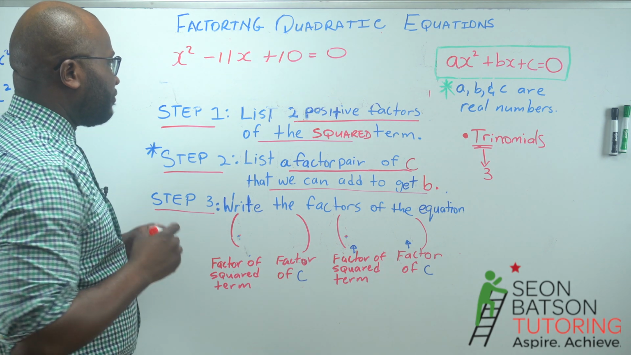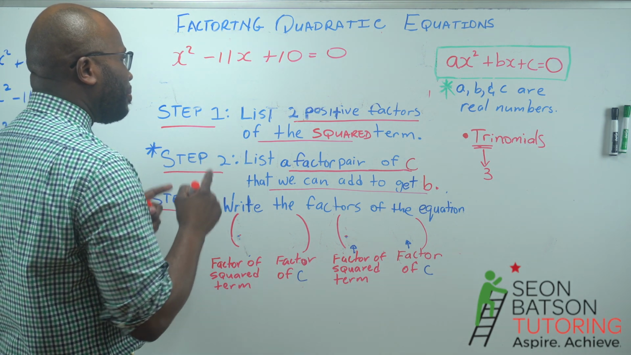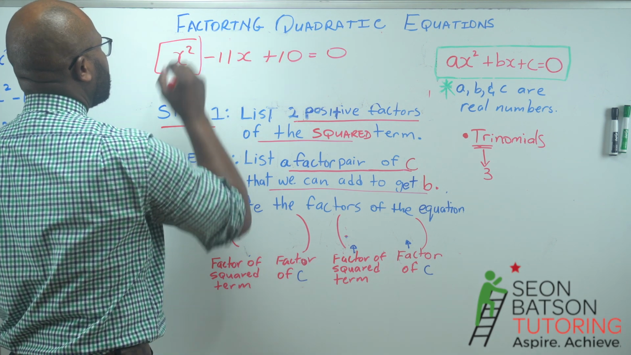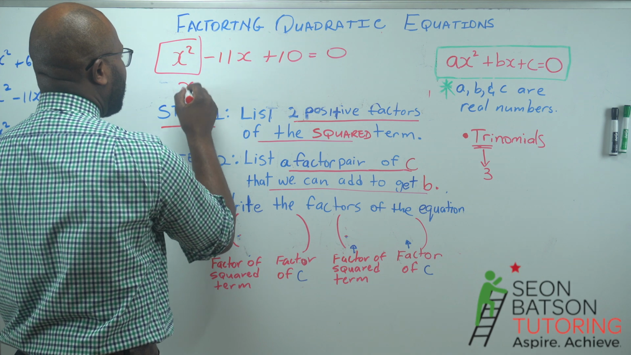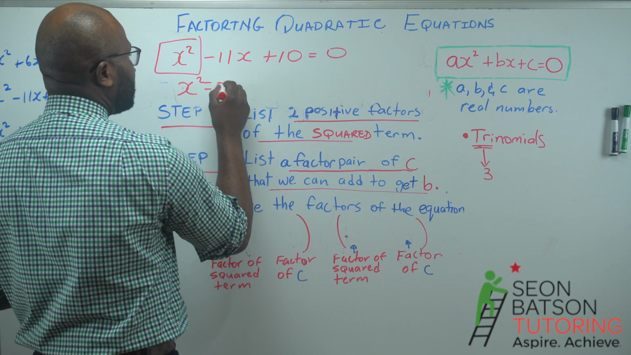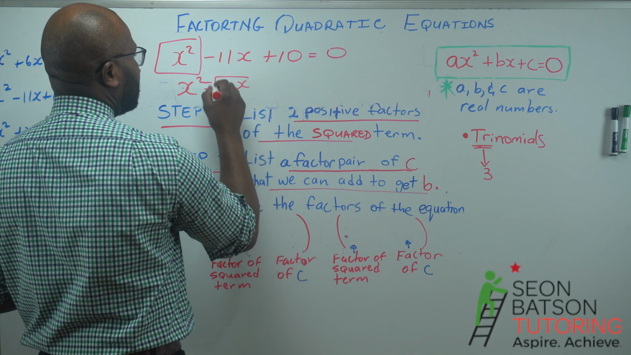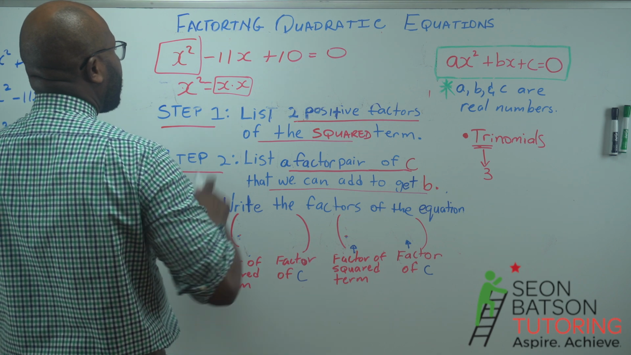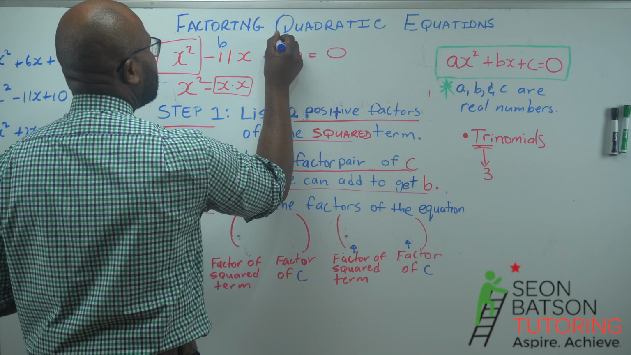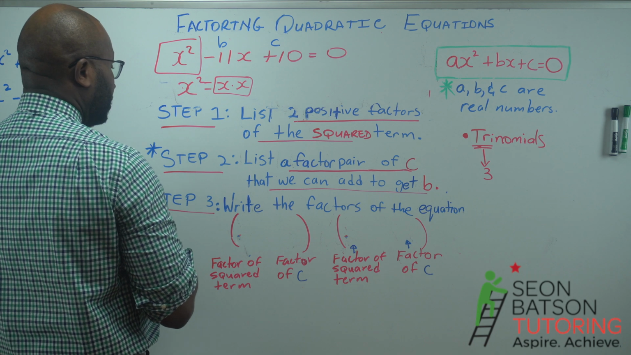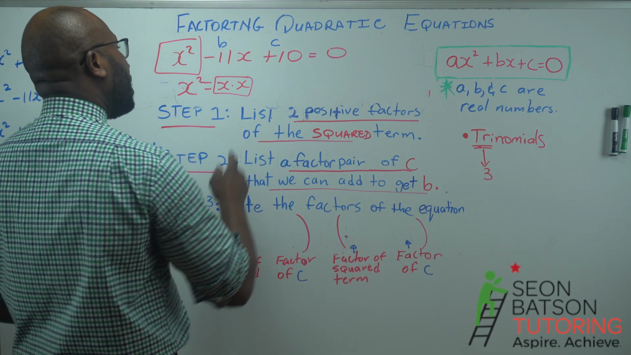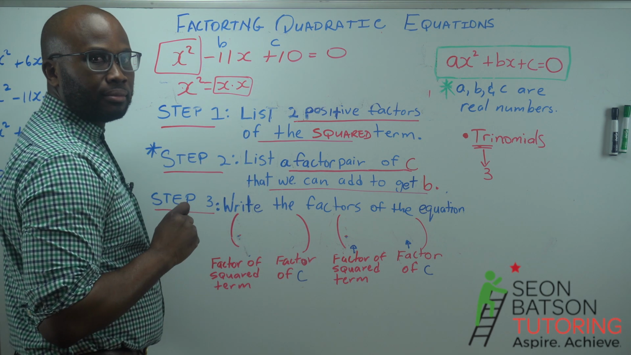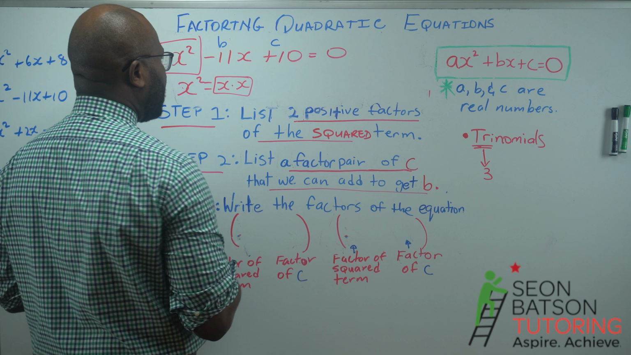Step 1, the first step will be to list two positive factors of the squared term. The squared term here is x squared. And we know that from the previous two examples, we can use x and x. So we are done with step 1. Now, in this example, b is negative 11, c is positive 10. We have to list a factor pair of positive 10 that we can add to get negative 11. So we will start by listing factor pairs of positive 10.